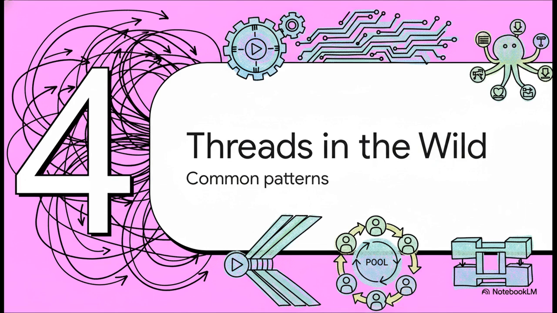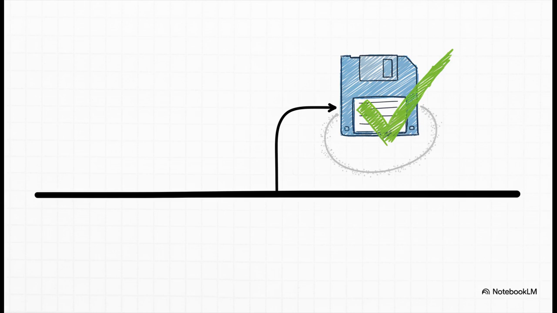Okay, so the theory is great and all, but how does this stuff actually look in the wild? Let's check out a few of the most common ways developers put these workers to use in real-world software. So, the simplest pattern is what we call the single task thread. You have one very specific, temporary job to do, maybe saving a big file in the background so your app doesn't freeze. You just spin up a new thread for that one job. When the file is saved, the thread's work is done, and it just, poof, goes away. Simple, focused, and super effective.